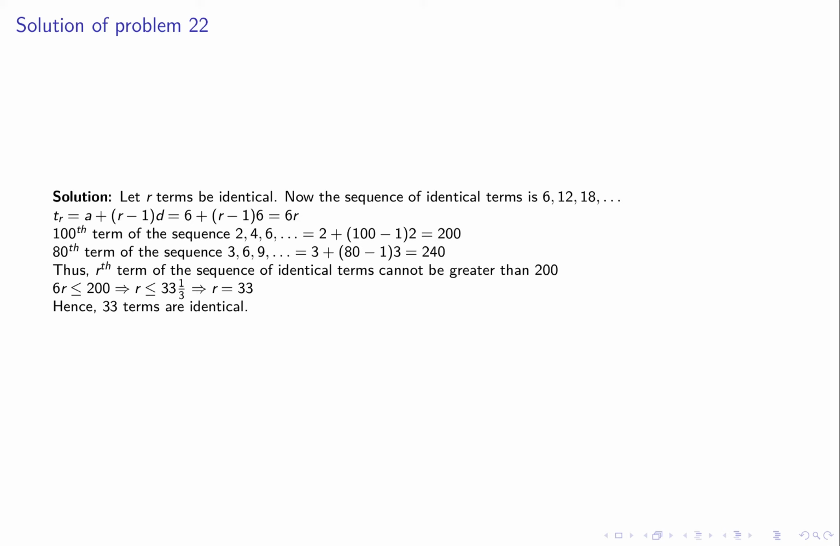But the rth term, that is, r which we have to find, cannot be greater than 200 because that comes from the common value. So the common value cannot be greater than 200. So 6r, which is the value of Tr, should be less than or equal to 200, and r should be less than or equal to 33 1 by 3. So the maximum value of r in this case can be 33. Therefore, we have 33 terms as the identical number of terms in both the series.